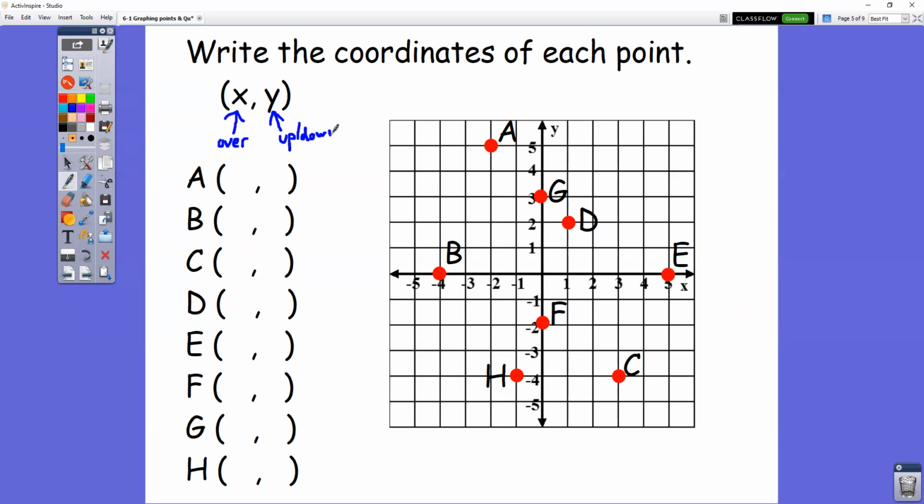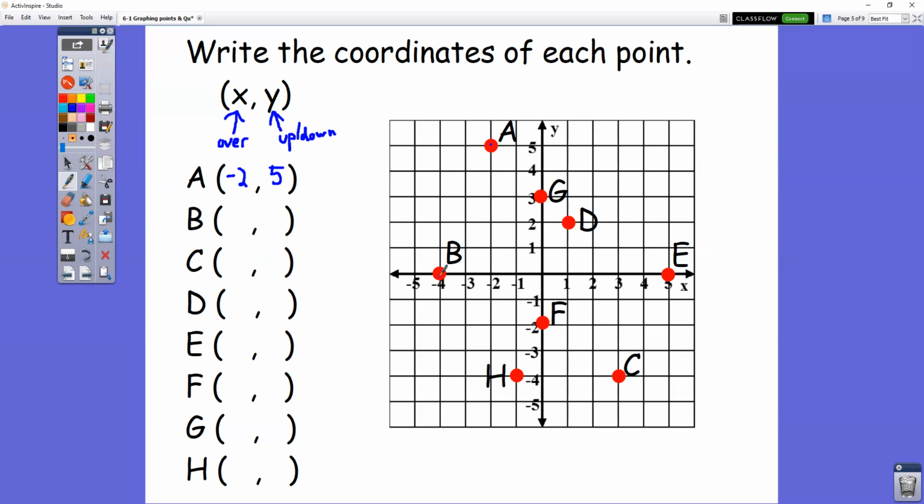So let's take a look at point A. Point A is right here. Well, I need to figure out how to get there. So starting in the middle, I need to go over first. You always go over first. Over to -2 and then up to +5. So A would be -2, comma 5, because we started in the middle, we went over to -2, up to +5.